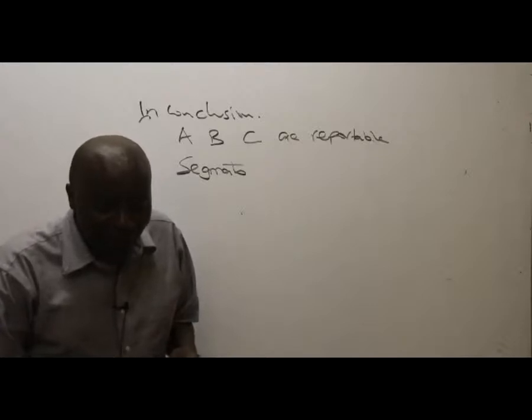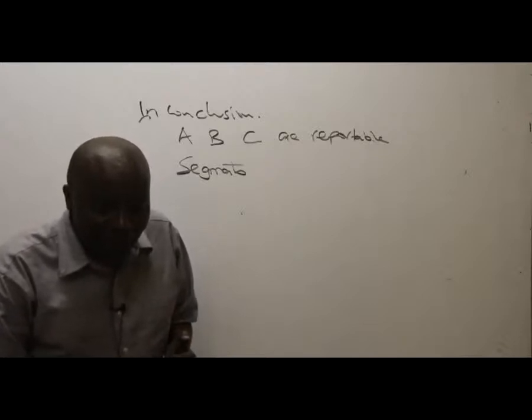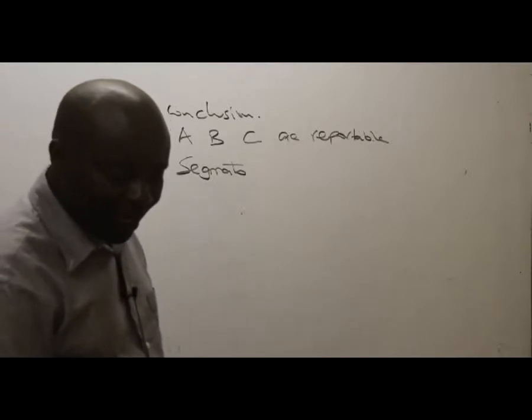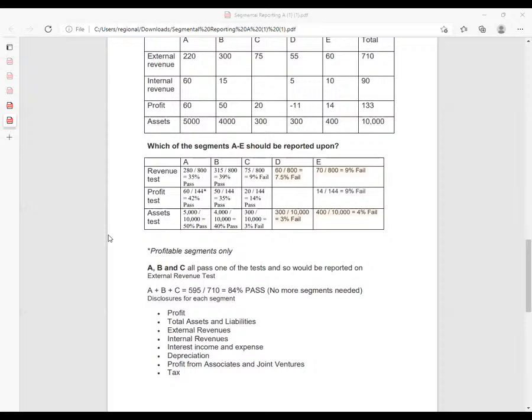Which one did we not consider? When have we considered D? When doing the asset test. We did the asset test, and D is 300 out of 10,000 times 100. 300 divided by 10,000 times 100 is 3%. 3% is less than 10%. So it has failed the test on the basis of assets.